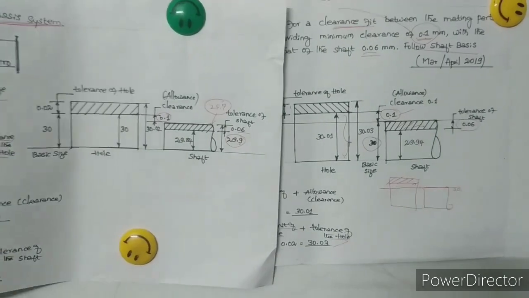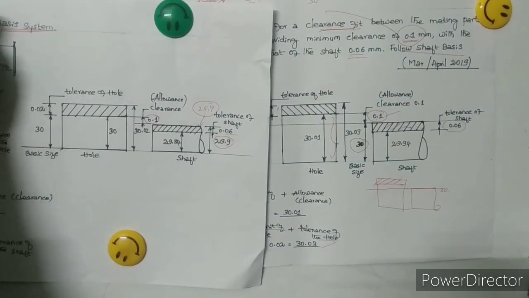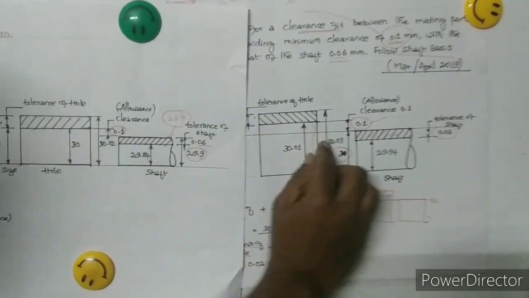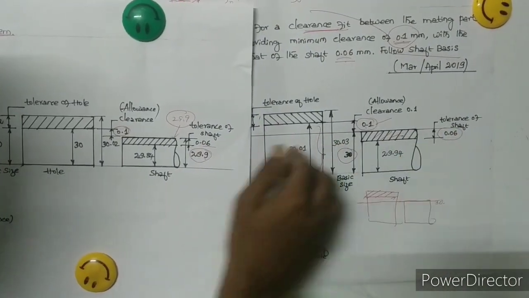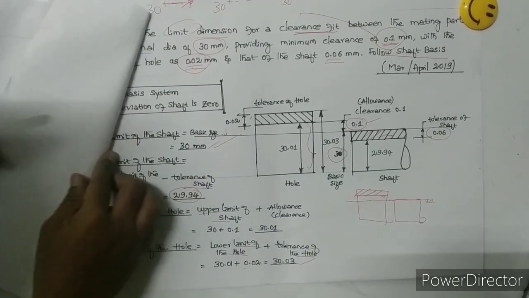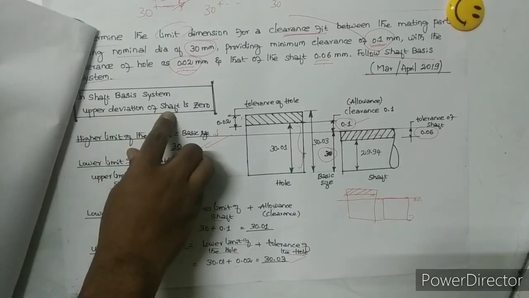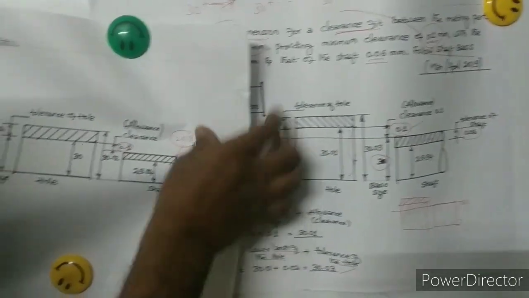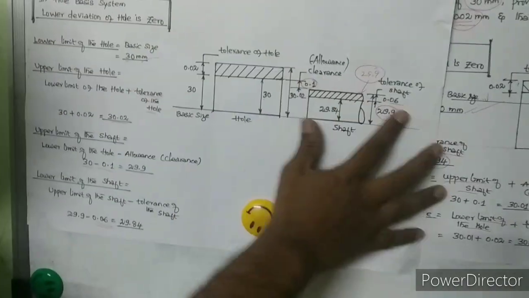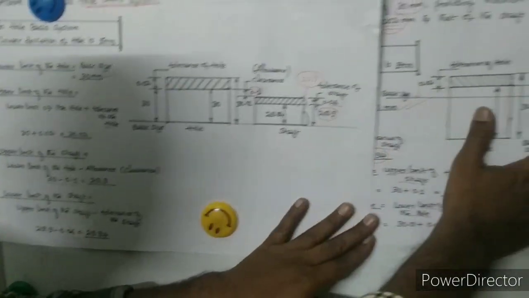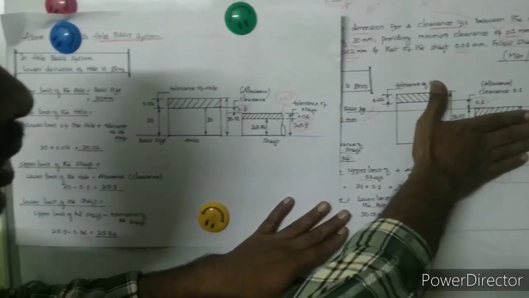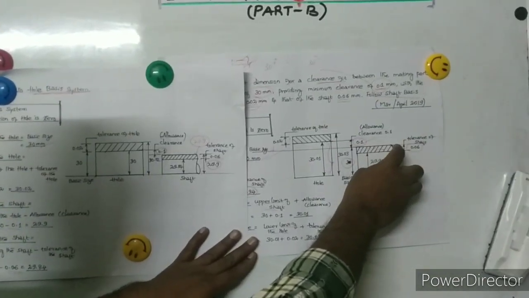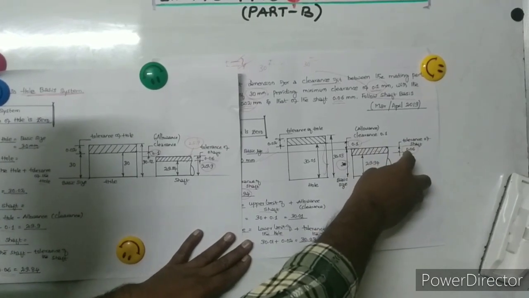Since all the values are the same, you know the difference. In the shaft basis system, the upper deviation of the shaft is 0, and that becomes your basic size. Here, the lower deviation of the hole is 0. Then all your shaft is fixed here. I told you the upper deviation of the shaft is 0, that is your basic size, and from there the tolerance value is calculated.